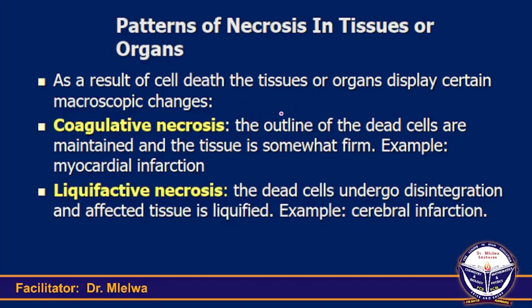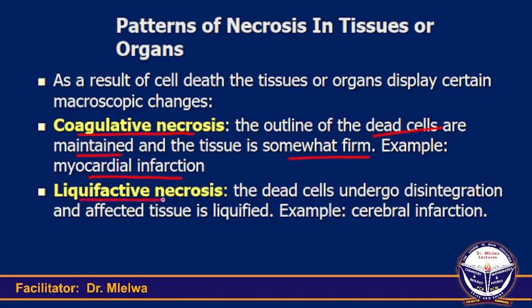There can be changes that occur in tissue or organs because of destruction, because of the death of the organ. First there is coagulative necrosis. The outline of the dead cells are maintained and the tissue is somewhat firm. Example, myocardial infarction. We will discuss this in detail in the next session on cell death, and we will see how the slides of these types of necrosis look like. In coagulative necrosis, the organ keeps its normal structure. That is why I say the outline of dead cells are maintained and the tissues are somewhat firm.